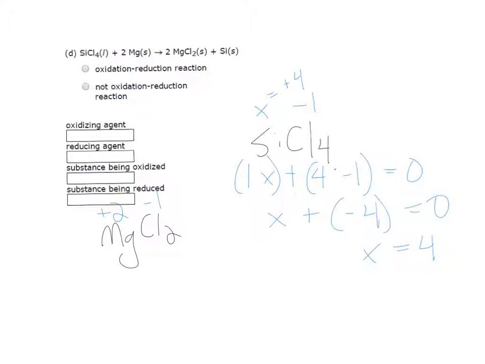Let's record what we just figured out. +4 for silicon, -1 for the chlorine in silicon tetrachloride, 0 for the neutral magnesium, +2 for magnesium within magnesium chloride, -1 for chlorine there, and another 0.